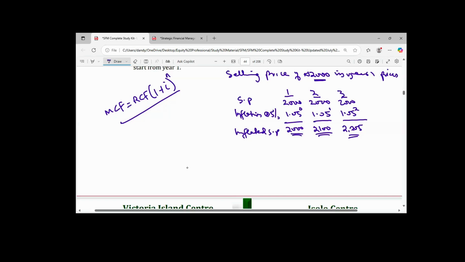When you are given a cash flow in year 1 prices, inflation should start from year 2. The fact that I said inflation should start from year 2 does not mean that you are going to say raised to power year 2. No, it will still say raised to power year 1.